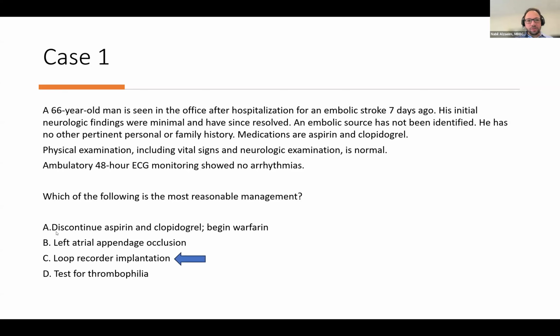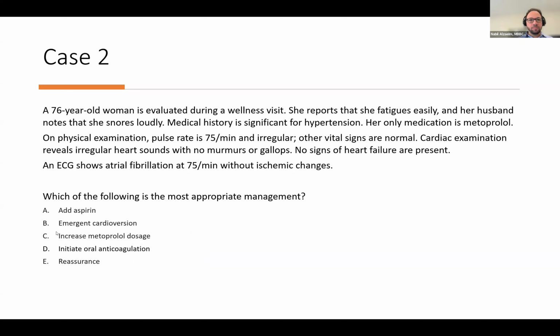So the correct answer is C, loop recorder implantation. This applies among patients aged 55 years or older with ischemic stroke or transient ischemic attack of undetermined source. Occult intermittent AFib, or hidden silent AFib, is thought to be present in up to 25% of cases. So that's why more prolonged ambulatory EKG monitoring may be indicated for detection.